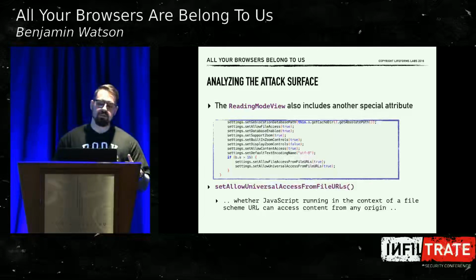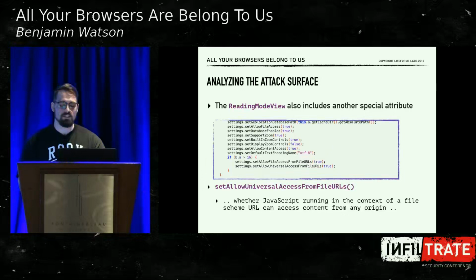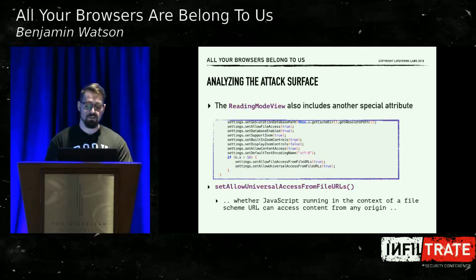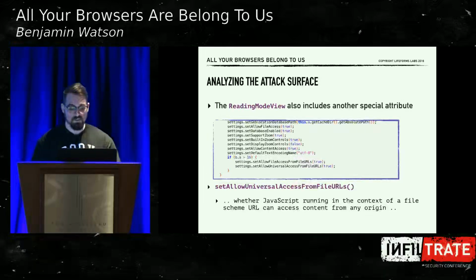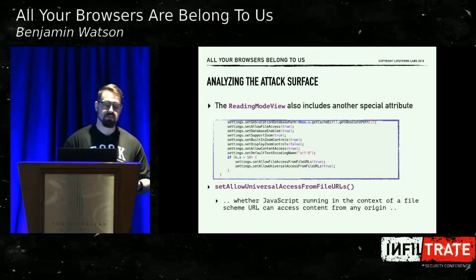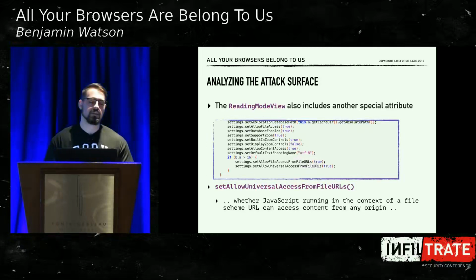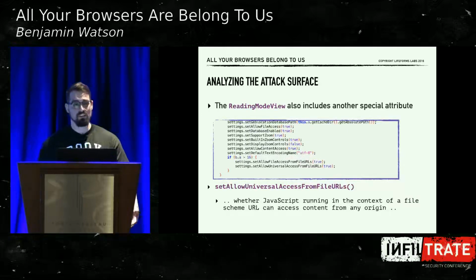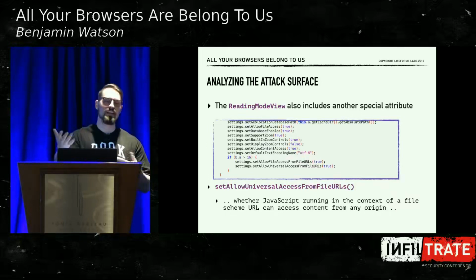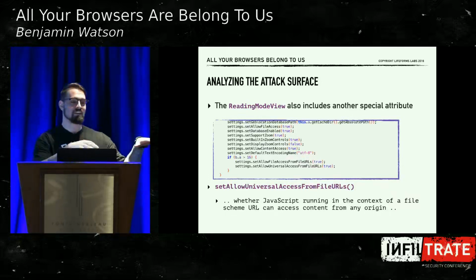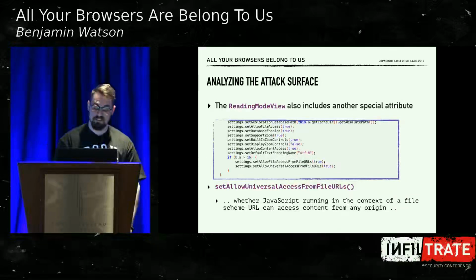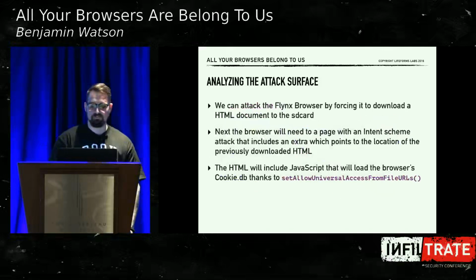The reading mode view includes a special attribute called setAllowUniversalAccessFromFileURLs. So whether or not JavaScript is running in the context of a file scheme URL, it can access content from any origin. This literally means that you can just make XMLHttpRequests to data on the file system, which, if anybody researches browsers outside of this, you understand that that is a terrible idea.